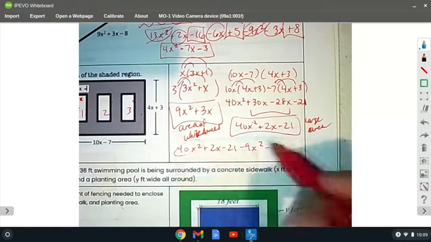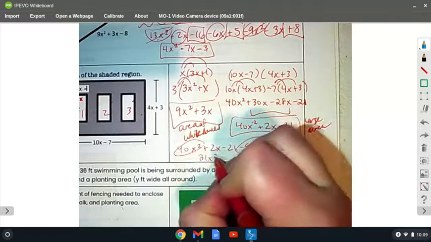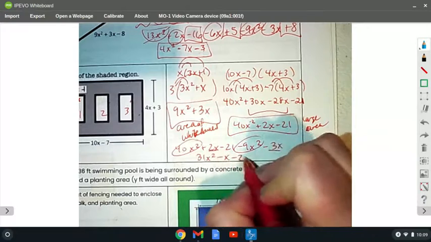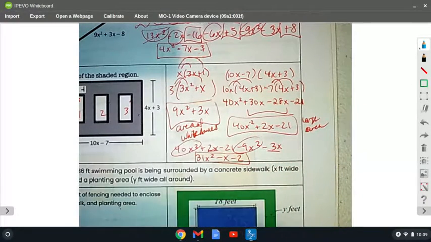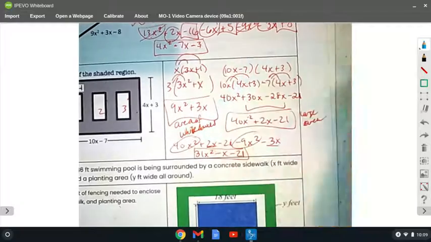Now I'm going to combine like terms. I got 40x squared minus 9x squared. That's going to be 31x squared. I have 2x minus 3x, that's negative x, and then that negative 2 comes down. So this would be the area of my shaded region. Am I missing it? Oh, that's a 21, sorry. There's a 1 here.